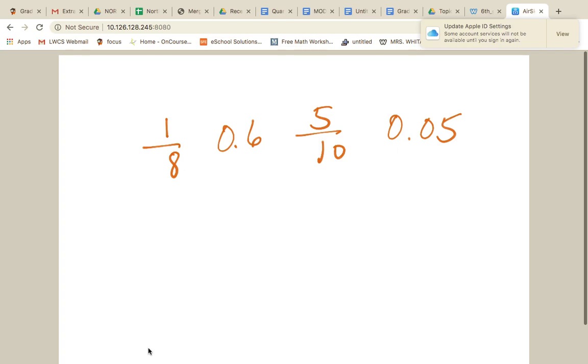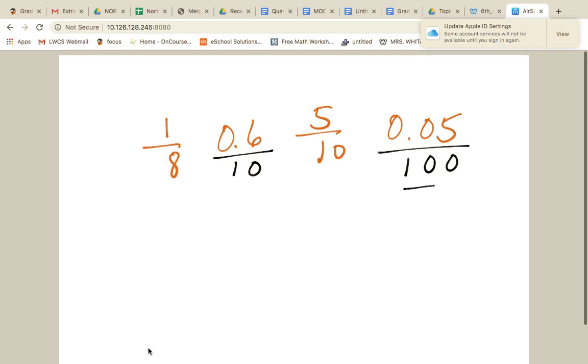So to compare these, I need to make them the same. They either need to be all fractions or all decimals. It's totally up to you. I like to change mine to fractions. So I would change the 0.6 to over 10 because 6 is in the tenths place. I would change the 0.05 to over 100 because the 5 is in the hundredths place. Now I'm able to compare them a little bit easier.